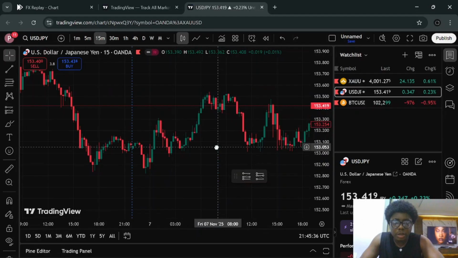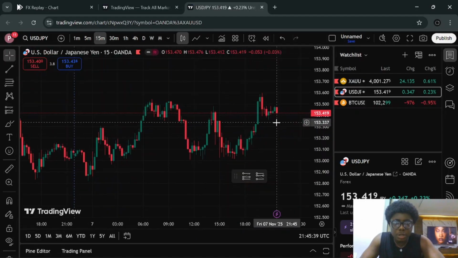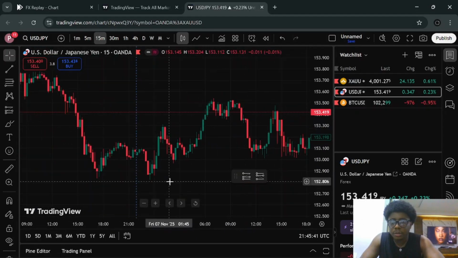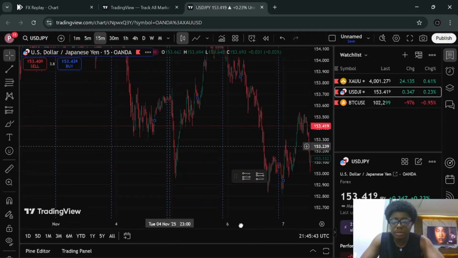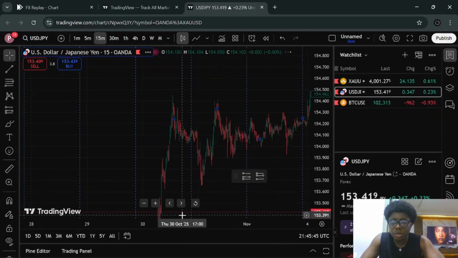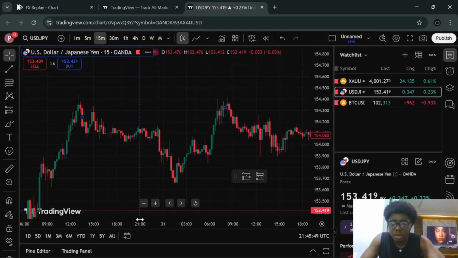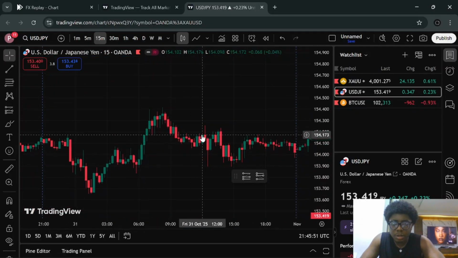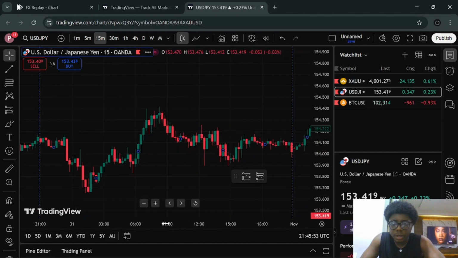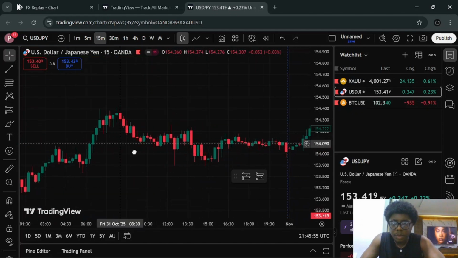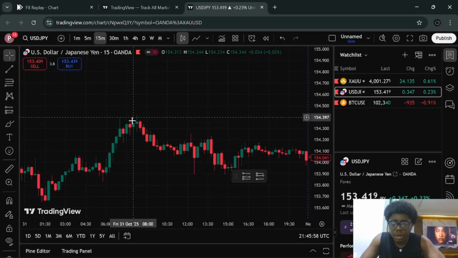So that's a morning star right there. We're going to be looking for an evening star, right? Okay, this is like Friday. Let's see. We're going to be looking for evening stars, and we're going to be looking at them from the top. So I'm looking for an evening star. Okay, I think I found one right here, right?